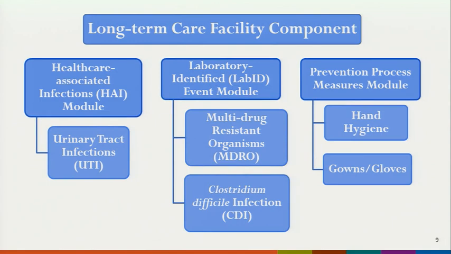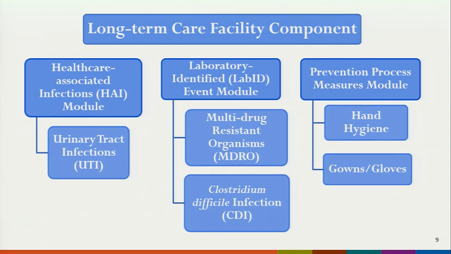Just to give you a snapshot of the component itself, there are 3 modules within the long-term care facility component. There is the healthcare-associated infection module, and currently we have urinary tract infection reporting available out of this module, and we do look forward to growing this module to add additional healthcare-associated events under the module. But for now, urinary tract infections, and that does include catheter-associated as well as non-catheter-associated urinary tract infections.